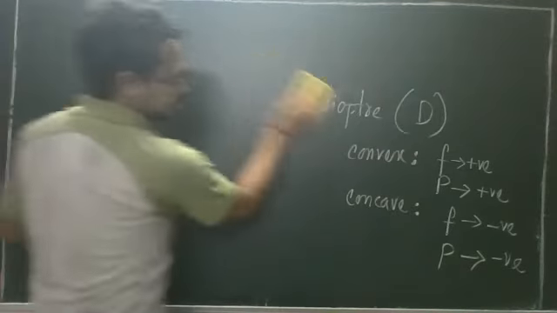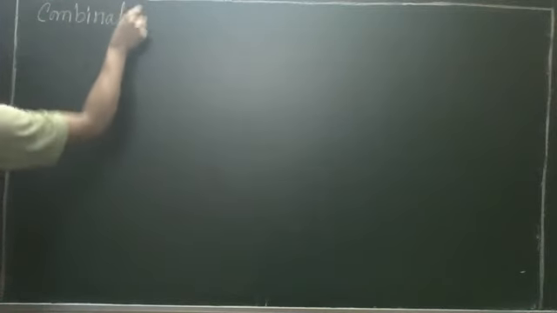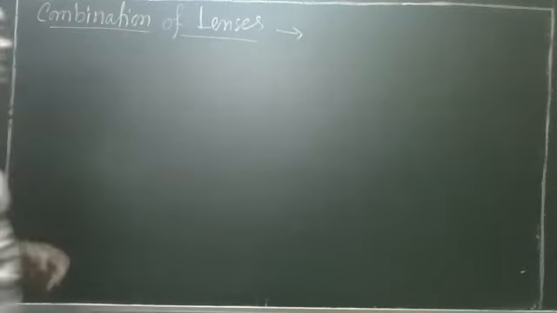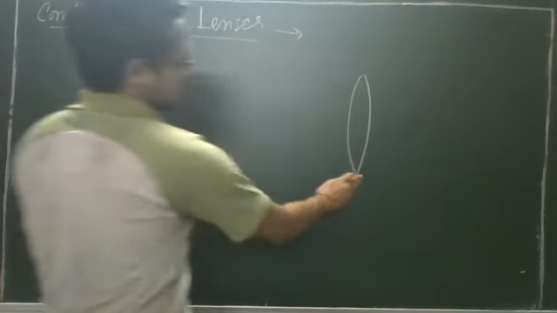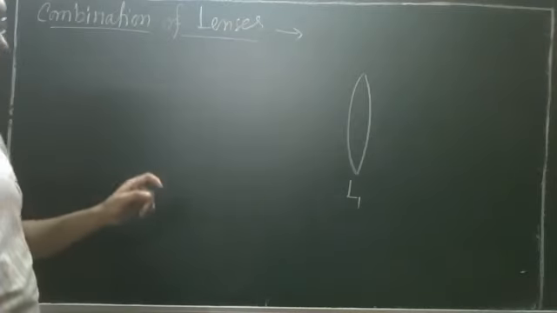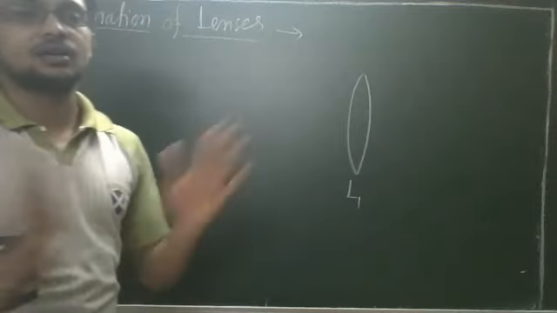This formula derivation is important, a small derivation, and then numerical. So combination of lenses. Suppose I am taking two lenses. First, suppose I am taking one lens, this is L1. Here in combination of lenses we will discuss something of that type, where we are taking two lenses in contact with each other.